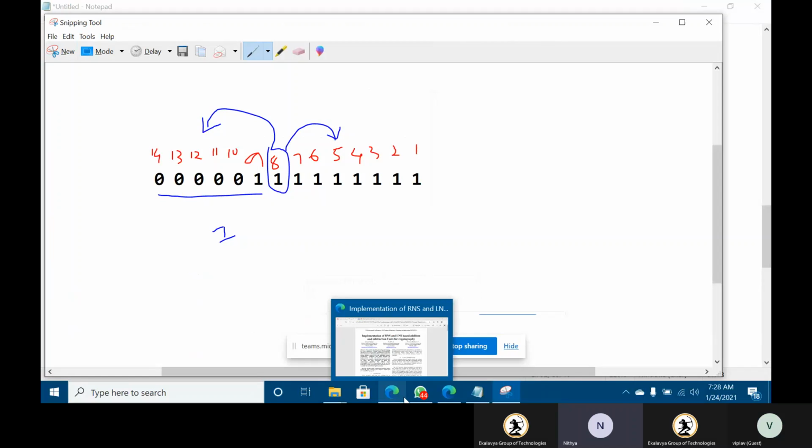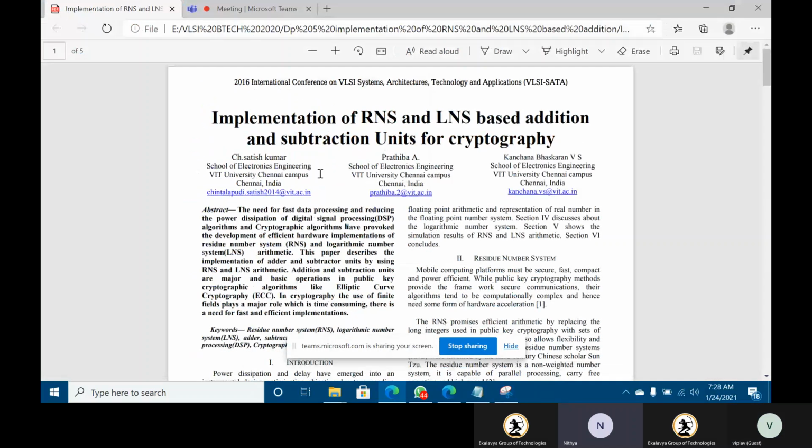I'm just asking about the title, sir. Then we can implement it as an implementation of RNS based thermometer coding or one hot coding. We can keep it like that. Yes, of course.